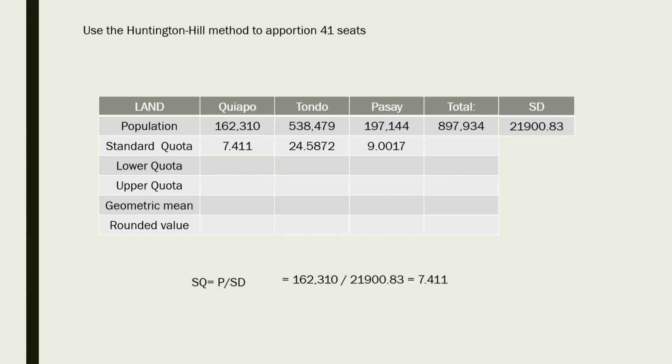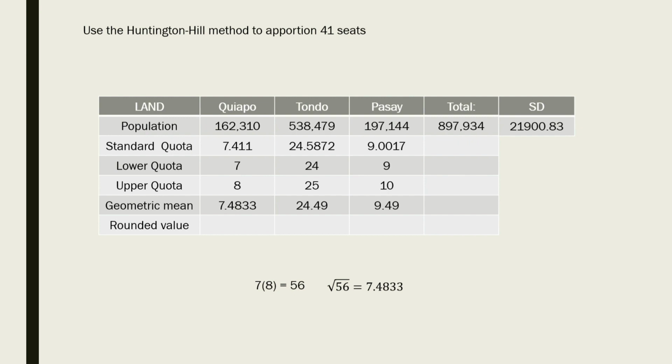So the first thing we're going to do is find what's called the lower quota and upper quota. That's really easy, so we're just rounding down, or chopping off the decimal. And for the upper quota, we round up the decimal. Now we're going to find something called the geometric mean. Now the geometric mean works like this. For Quiapo here, the square root of 7 times 8, or the square root of 56, is 7.48. So we're using the lower quota and upper quota to calculate the geometric mean.